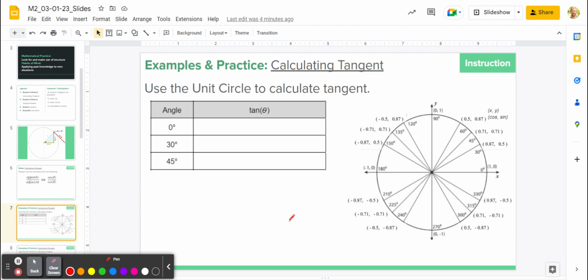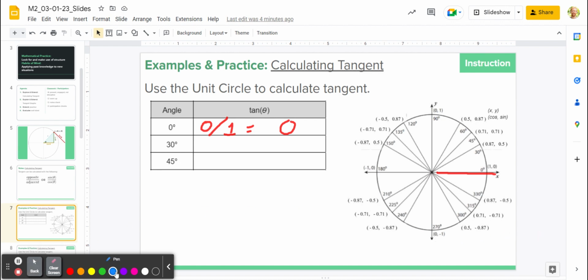If we start with 0 degrees, we can see that the sine value at 0 degrees is 0. So my tangent is going to be equal to 0 divided by my cosine value, which is 1. And if we do 0 divided by 1, tangent is 0 there. So we can leave it as that.